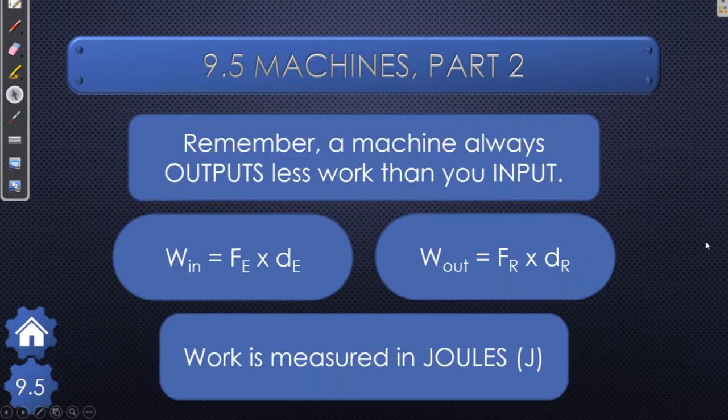Next, let's talk about work input versus work output. Work input is how much work you, or Frank, or whoever does pushing a box up a ramp or using a lever to lift the load or whatever it is you're doing with the machine. And that's equal to your effort force times your effort distance. Remember, work is always force times distance. So for work input, we're using effort force and effort distance because that's what you're putting into the machine. Work output is equal to resistance force times resistance distance because that is the work that the machine is putting out. And as always, work is going to be measured in joules.